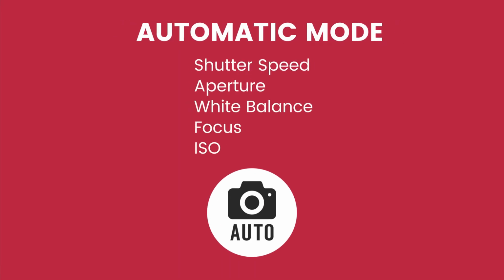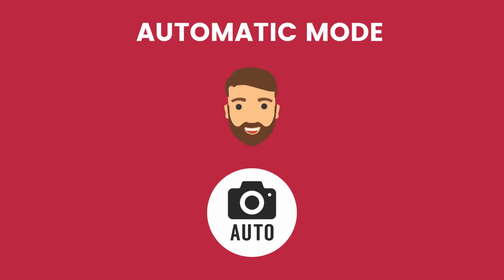Automatic mode. This is most likely the go-to mode for new photographers. Your camera will choose all the settings like shutter speed, ISO, aperture and white balance to get a well-exposed image. But your camera doesn't know if you're shooting, for example, a portrait, macro or something else, so the settings may not always be the best for the situation.